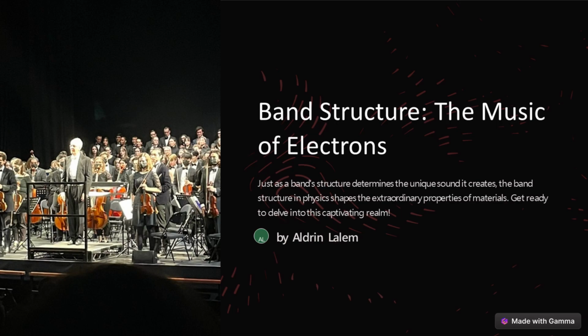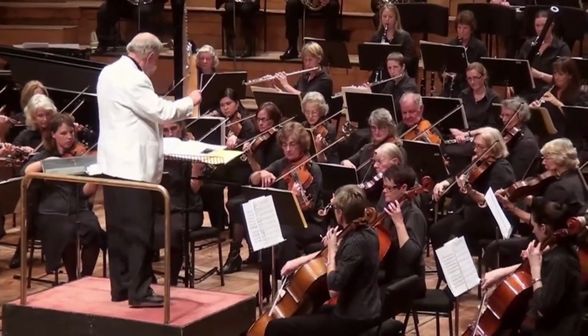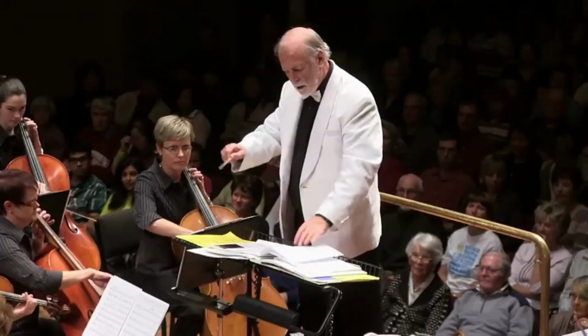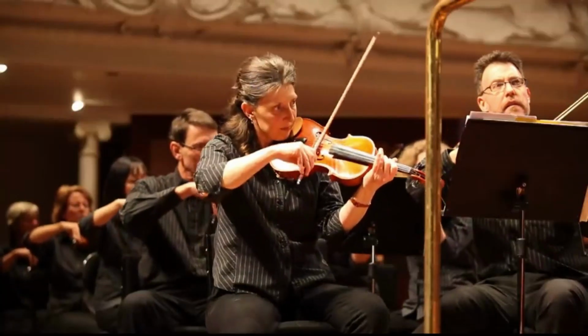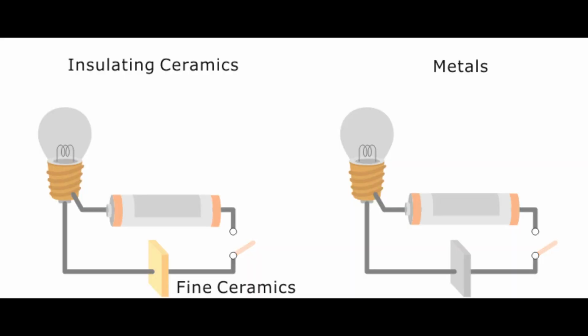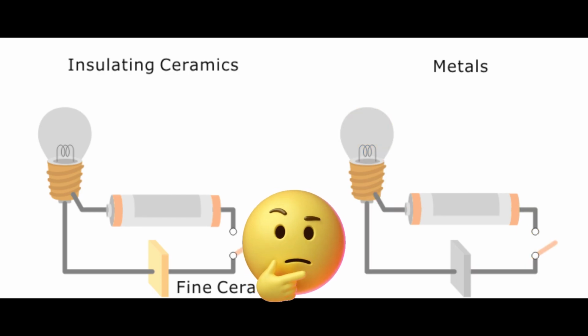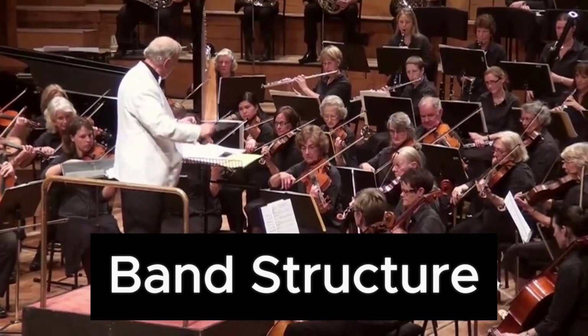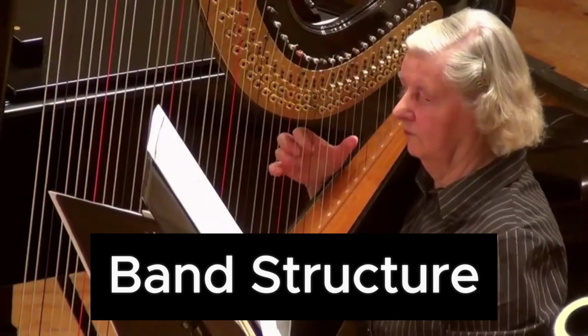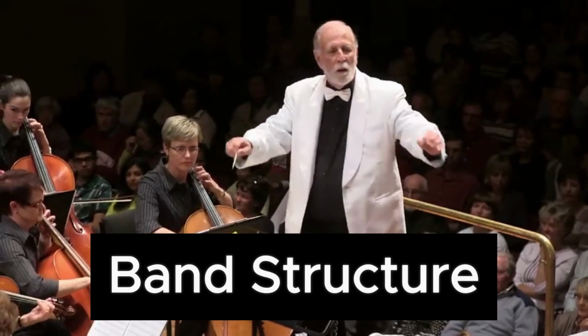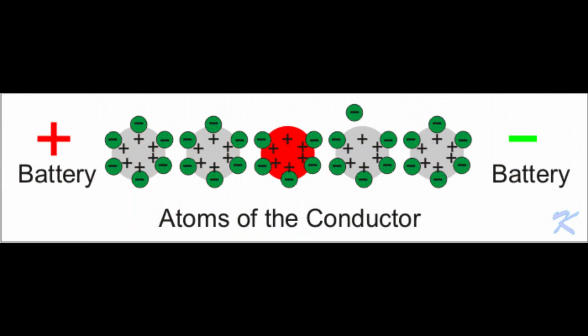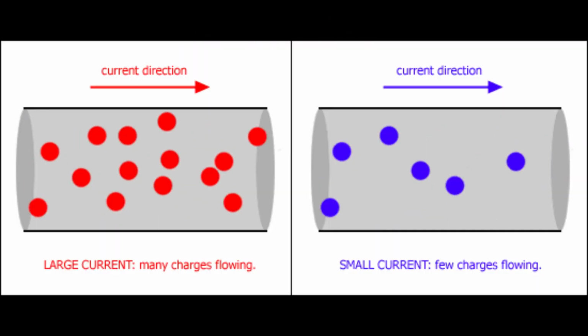Today let's talk about the band structure, the music of electrons. Have you ever wondered why some materials are conductive, while others are not? The answer lies in the band structure of the material. In essence, the band structure is like a musical score that describes how electrons move through a material, just like how different musical notes create different melodies. Different band structures create different electrical properties.